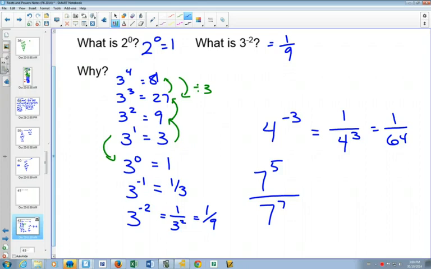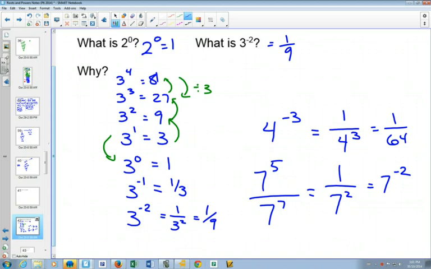So once everything cancels out, you'll be left with 2 7s on the bottom, which is 1 over 49. But if I use my exponent law of subtracting, what do I get? 5 minus 7, I get 7 to the negative 2. So we learned that if you have a negative exponent, you just move it to the other part of the fraction.